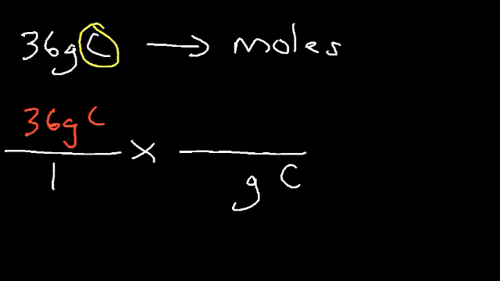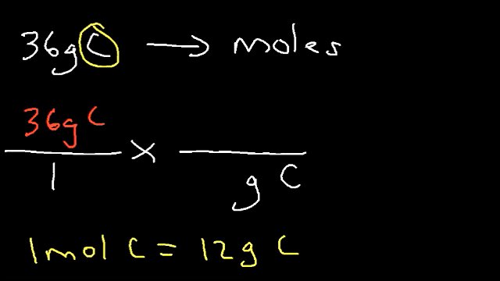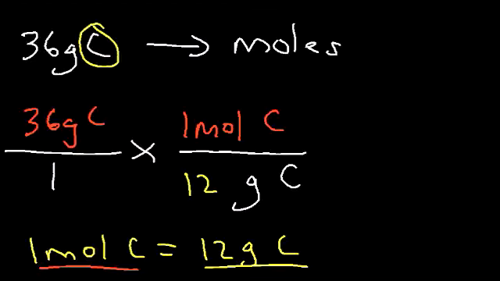So the atomic weight of carbon is 12. That means that 1 mole of carbon is equal to 12 grams of carbon. So notice that the 12 is associated with the grams of carbon. So let's put that here, and that's equal to 1 mole of carbon, so let's put that on top. And notice that the units grams of carbon cancel. And so all we need to do is divide 36 by 12, which is 3.